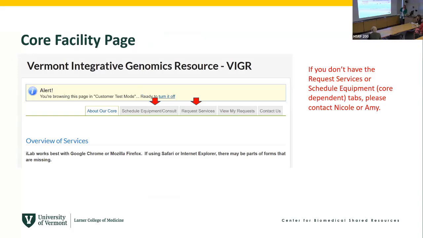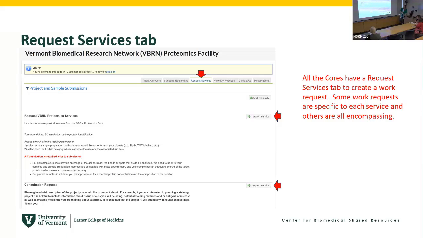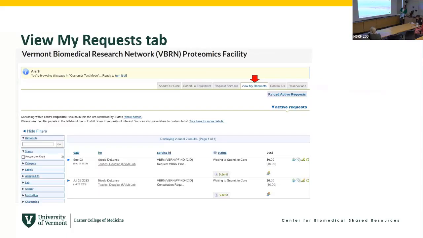So once you have an account, if you do not see the schedule equipment or request services tabs, please contact Amy or myself, and we will do some behind the scenes stuff and get you access to those. The request services tab is kind of where you'll locate scheduling consults, training, requesting services if you would like the core to do them. It's a little bit different for each of the cores, but that's basically where those items are located. View my requests will show you all of your requests across all the cores and the status of their progress if the core is doing them for you.